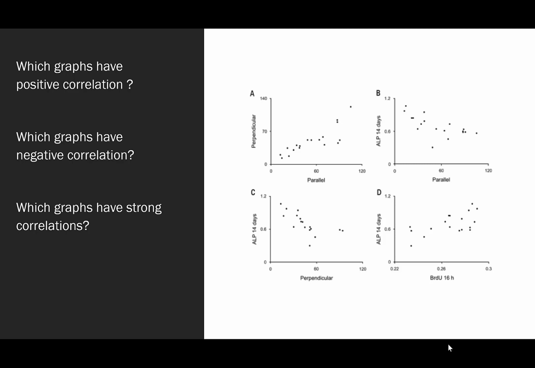So let's start with A. When I look from left to right, the points are going up, so I would call this a positive correlation. So I'm going to write a plus sign to say positive. B, the points are going down, so I would call that a negative correlation. C, the values continue to go down, so it's also negative. And in the D, I can see left to right, they're going up, so that would be a positive correlation.